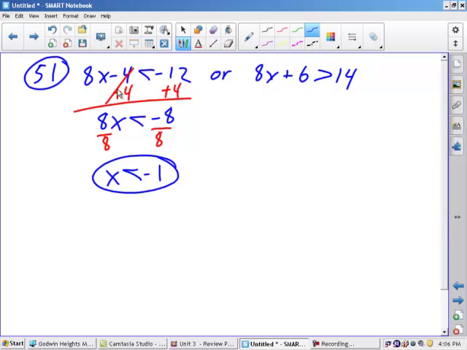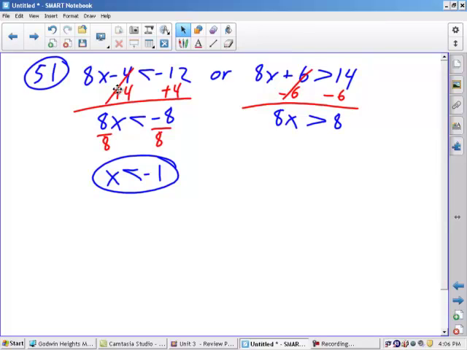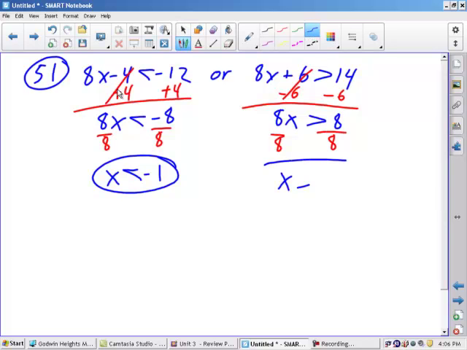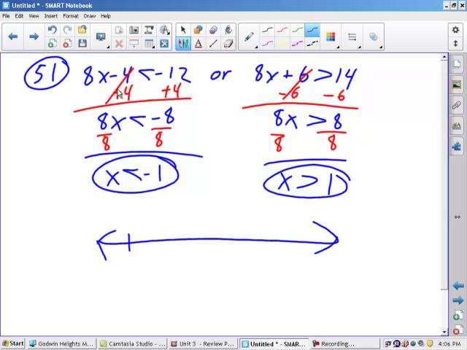It does not flip, okay, because you're not dividing by a negative number. Over here, I subtract 6, and I get 8x is greater than, that ends up being 8. So then what I do is I divide by positive 8, and I get x is greater than 1. And so what I have here is two different inequalities. I'm going to try to put them on the same graph. Negative 2, negative 1, 0, 1, and 2. We'll even do a 3.